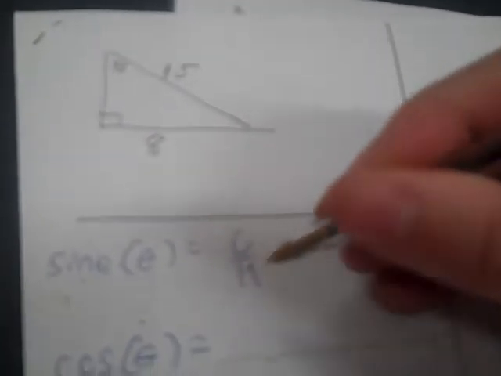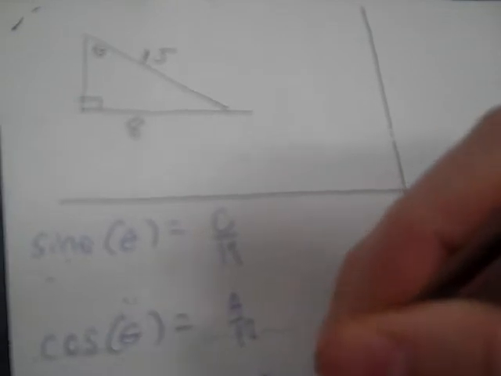Okay, next up, do 4 more. So O over H, A over H, O over A. If you ever forget, that sheet will help. So the hypotenuse is 15. Across from that is my opposite side, which happens to be 8 units long, and then this one's A.